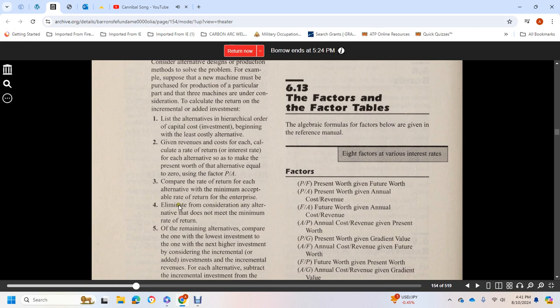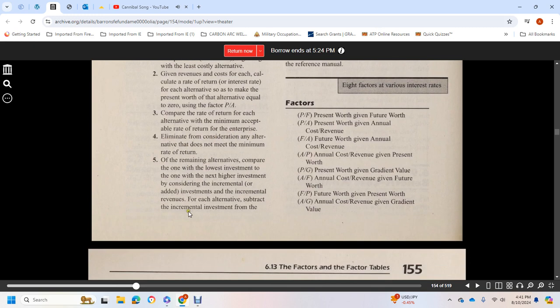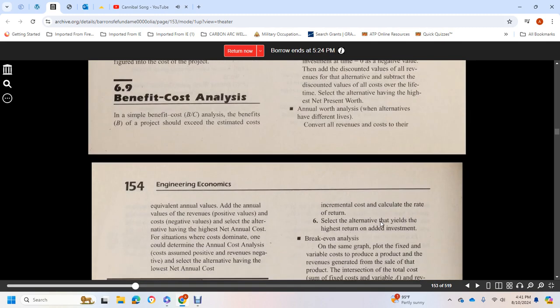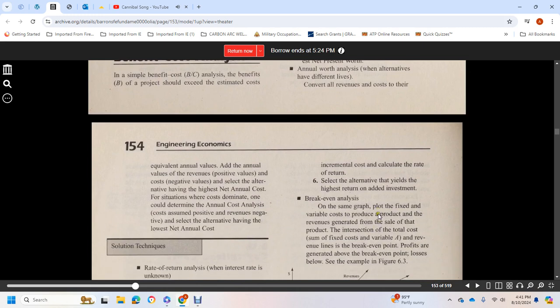4. Eliminate from consideration any alternative that does not meet the minimum rate of return. 5. Of the remaining alternatives, compare the one with the lowest investment to the one with the next higher investment. Consider the incremental or added investment with the incremental revenues for each alternative, subtracting the incremental cost to calculate the rate of return. Select the alternative with the highest return yield over the added investment.